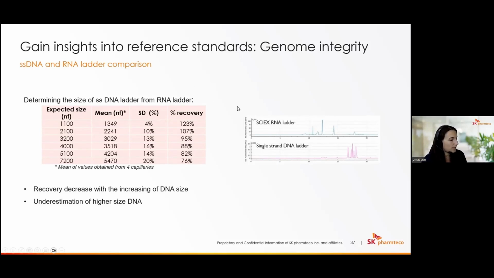We compared both ladders. When we determined the size of the DNA ladder using the RNA ladder on 4 capillaries, we found approximately the expected size for the first peaks, but we did find an underestimation of the highest sizes, as shown here by the decrease in recovery as the size of DNA increased. That confirms the underestimation of the higher size DNA with the RNA ladder.